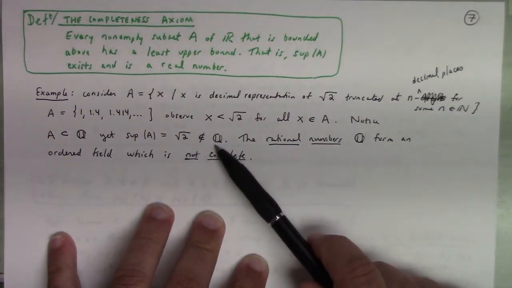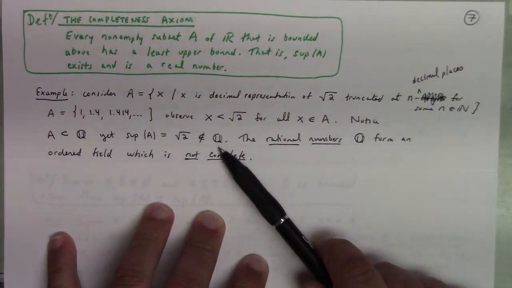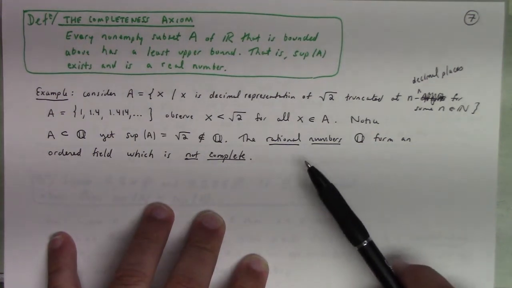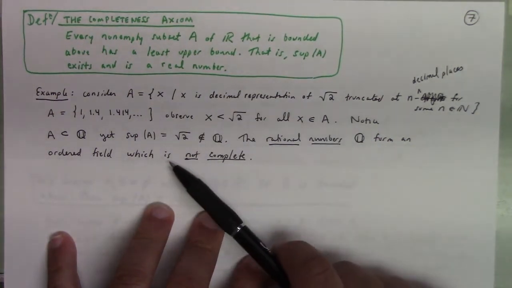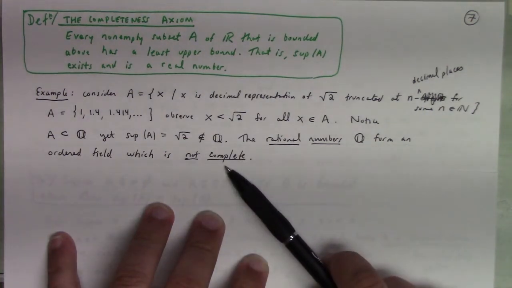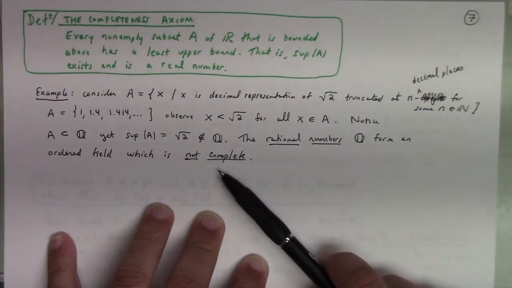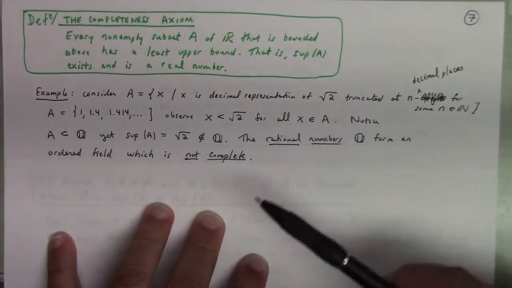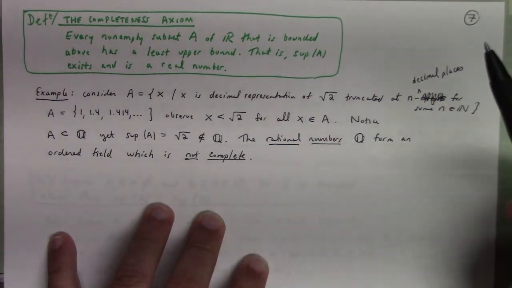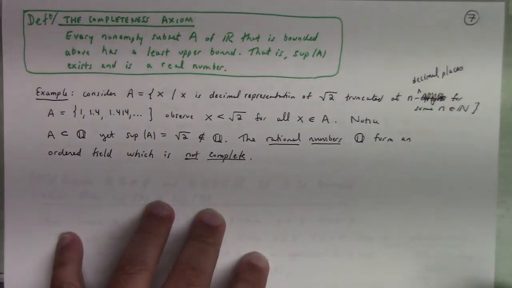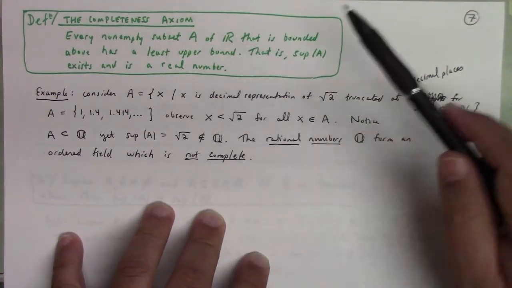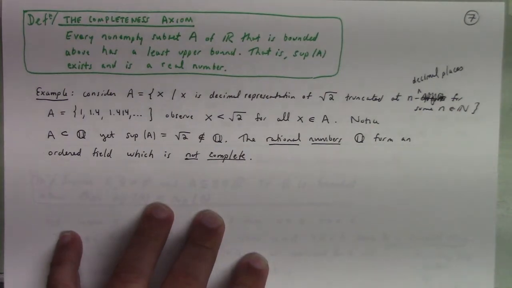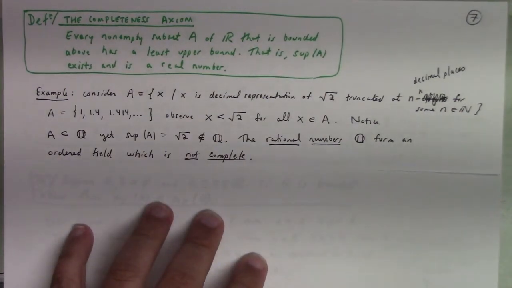But we will prove that the square root of 2 is not a rational number. So this shows you that the rational numbers do form an ordered field, and what this shows is that they are not complete, because here's a set which is bounded above, but the supremum of the set, the least upper bound, does not exist in the rational numbers. So it's important that the supremum exists and is a real number. That's what's needed there.